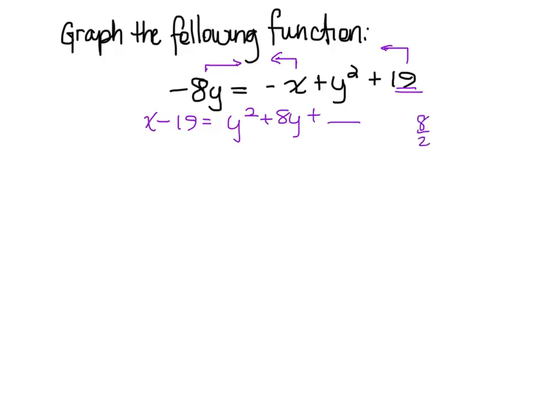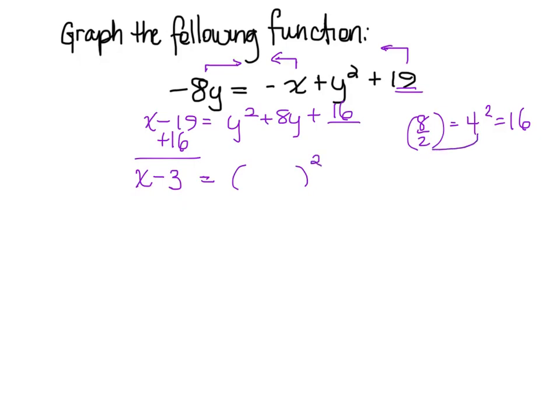I'm going to take 8 divided by 2, and I get 4, and I'm going to square it, and I get 16. So I'm adding 16 here, but I'm also adding 16 here. So on the left, I have x minus 3 equals, and on the right, this is going to be a binomial squared. Remember, this number, positive 4, gets dumped in here. So this is going to be y plus 4. I'm going to put it in the correct order. So I get y plus 4 squared equals 4 times x minus 3, because there is no p. I don't have p.